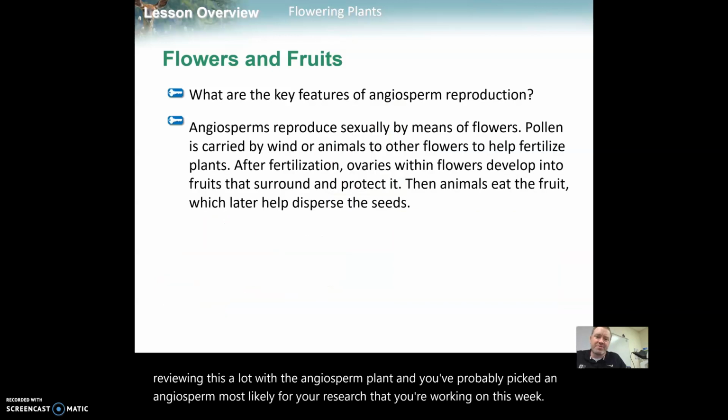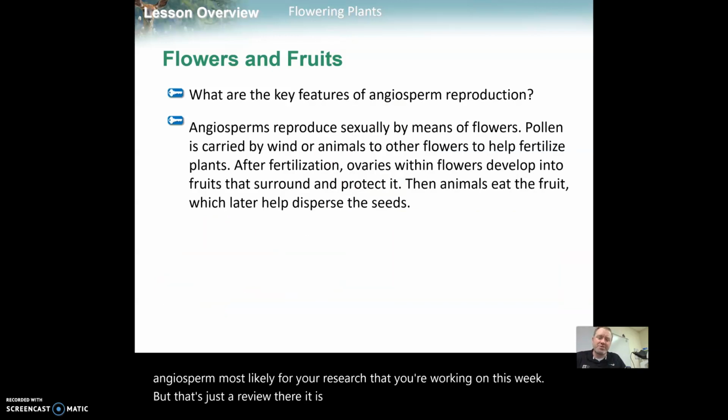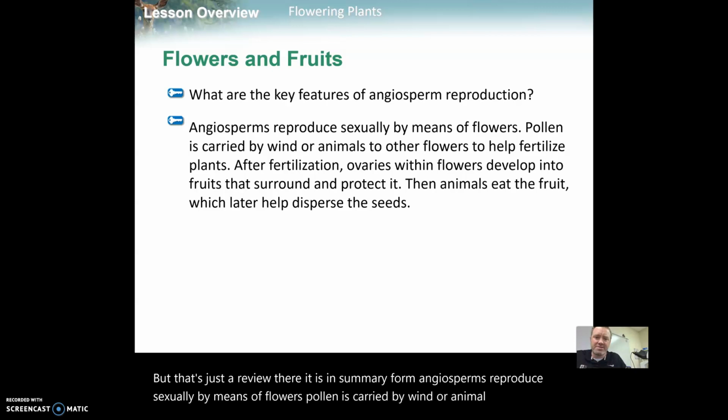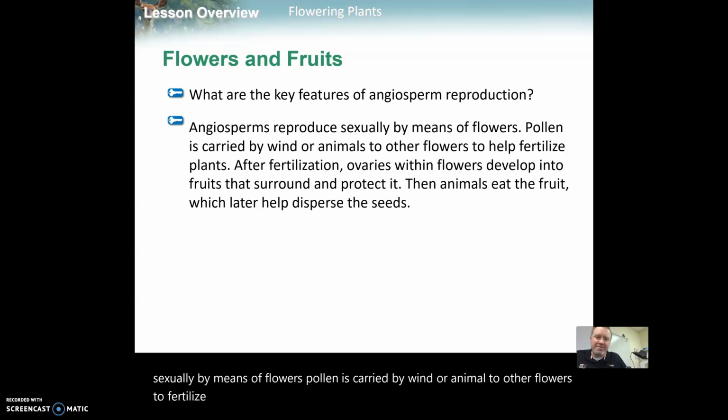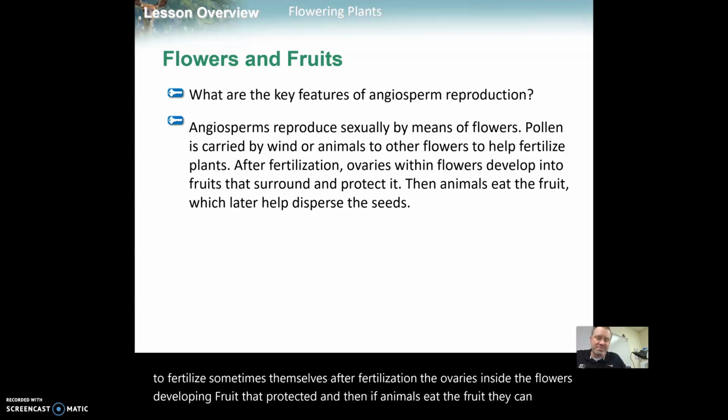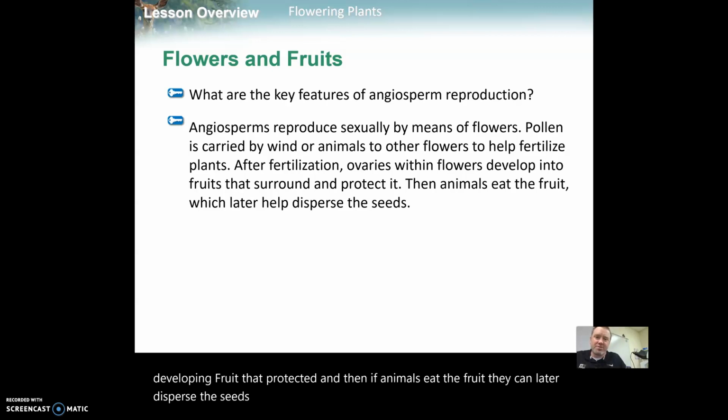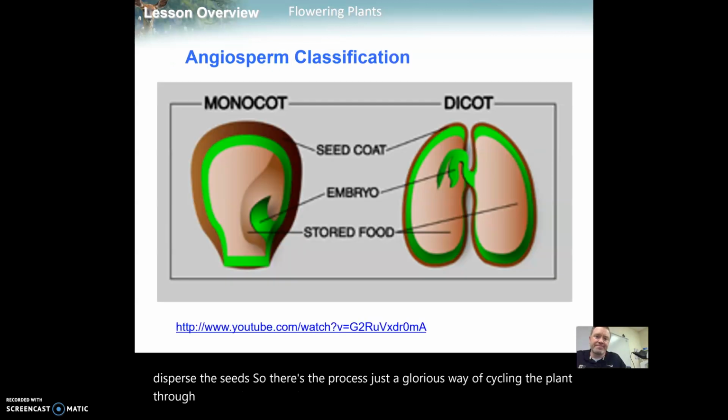But that's just a review. There it is in summary form. Angiosperms reproduce sexually by means of flowers. Pollen is carried by wind or animal to other flowers to fertilize, sometimes themselves. After fertilization, the ovaries inside the flowers develop into fruit that protect it. And then if animals eat the fruit, they can later disperse the seeds. So there's the process, just a glorious way of cycling the plant through its life cycle.